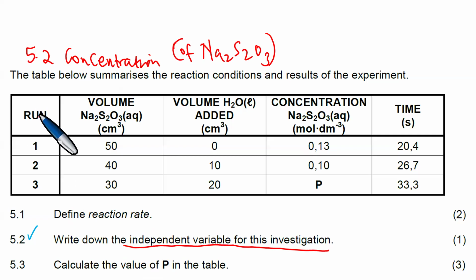Now, the table below summarizes the reaction conditions and results of the experiment. Calculate the value of P in the table. So we continue as follows.